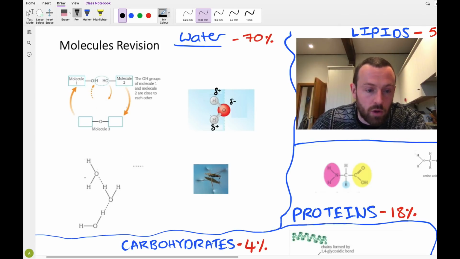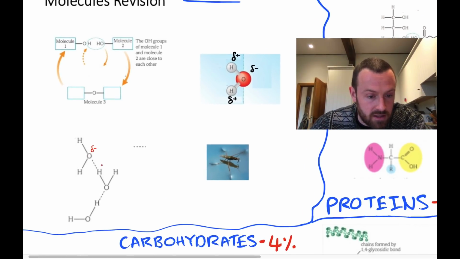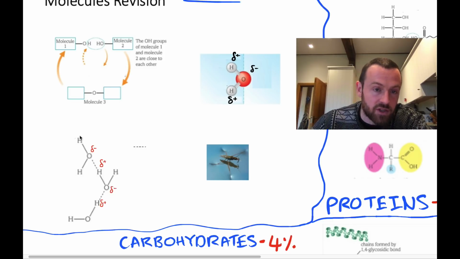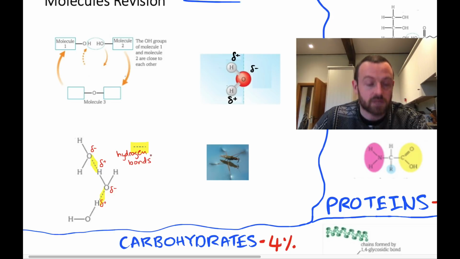So when we put lots of water molecules together, I'll label these over here. We could say this is delta minus, this is delta plus, this is delta minus here, this is delta plus. We get the formation of these special dotted lines on this diagram here, and these are hydrogen bonds. Those are really what give water all its special properties.